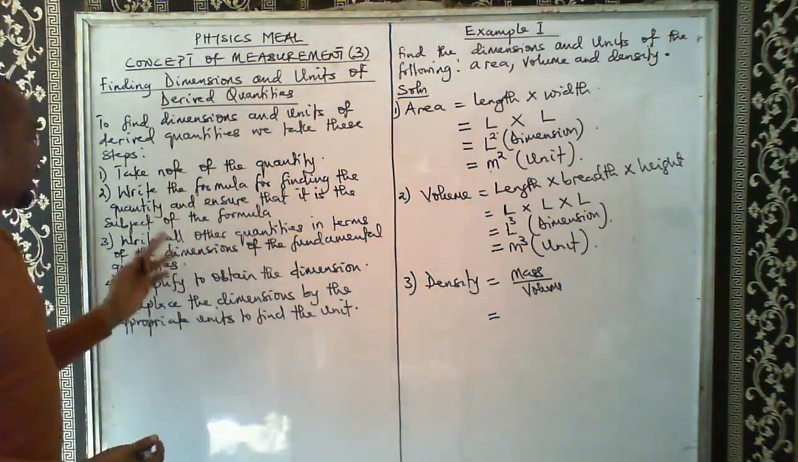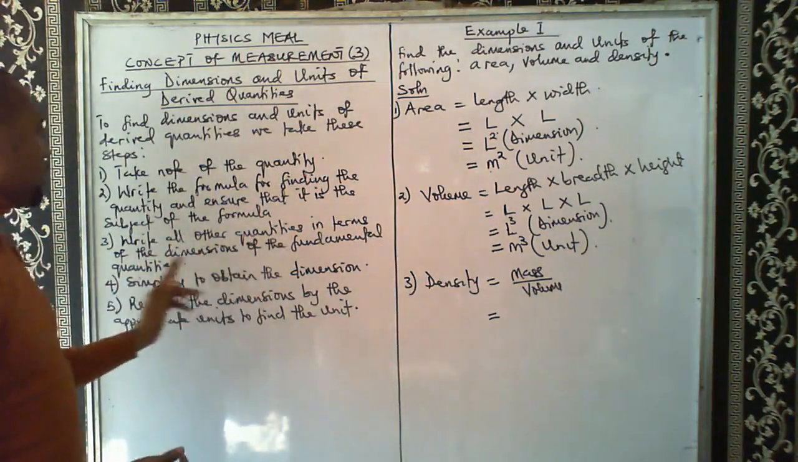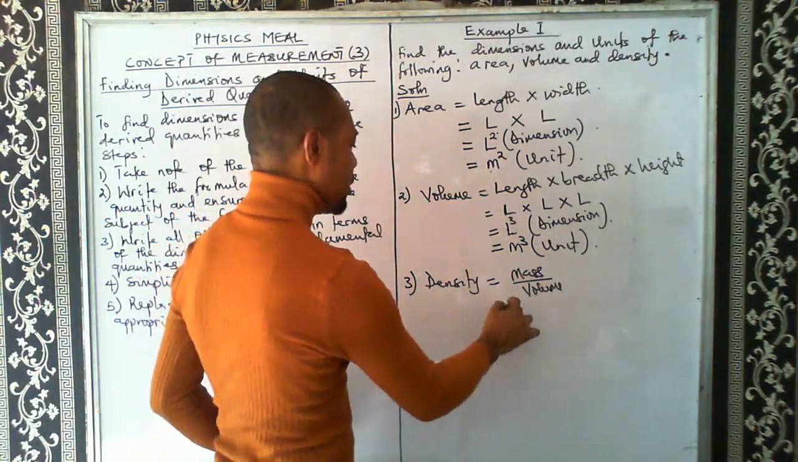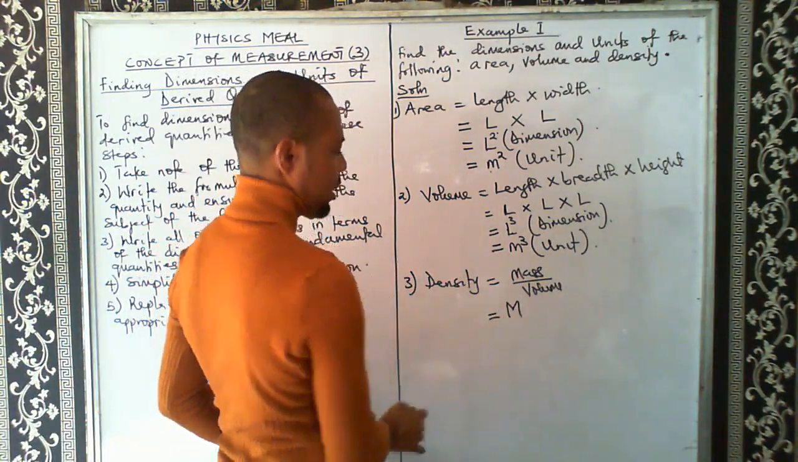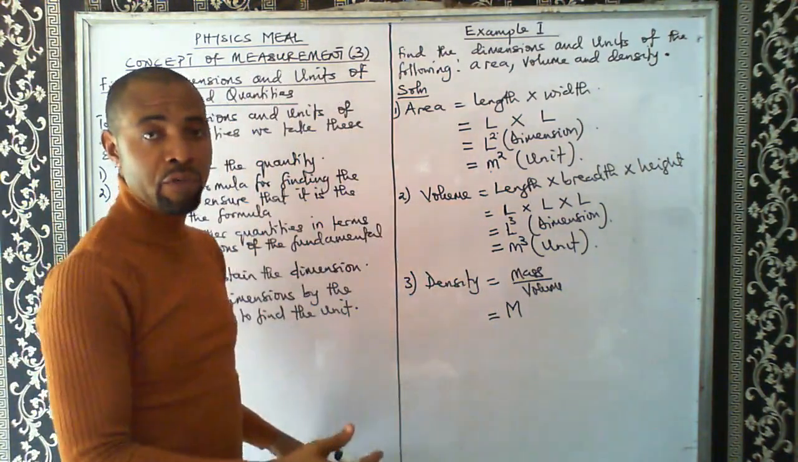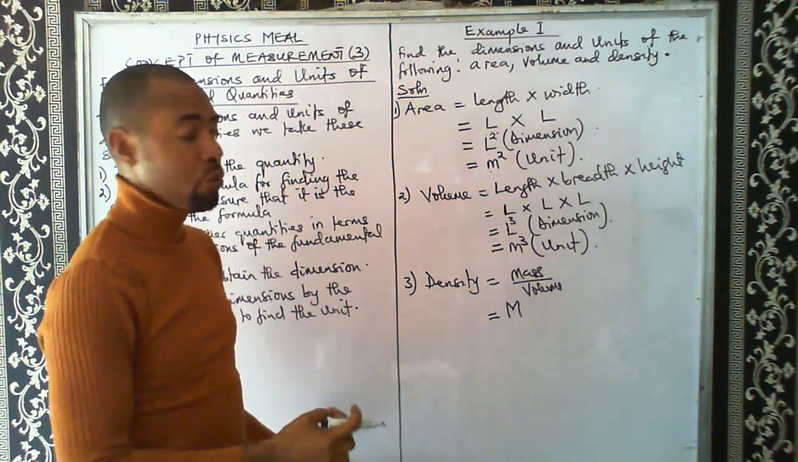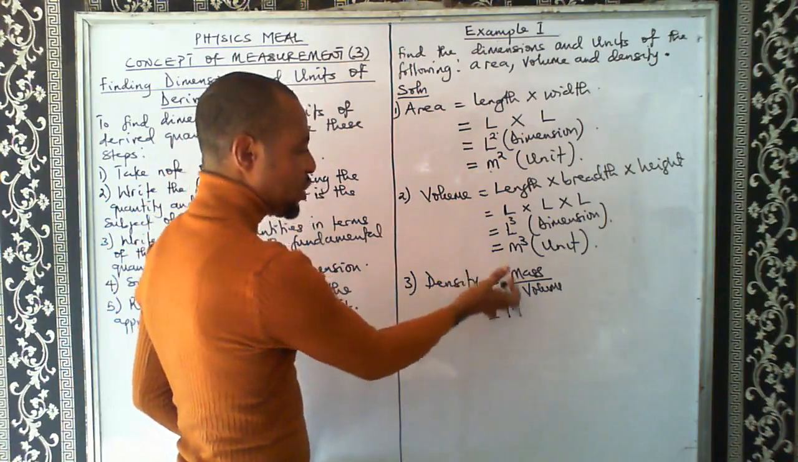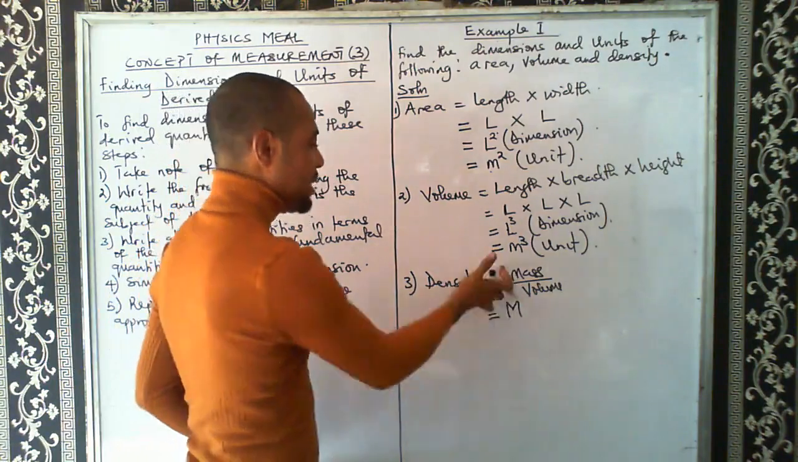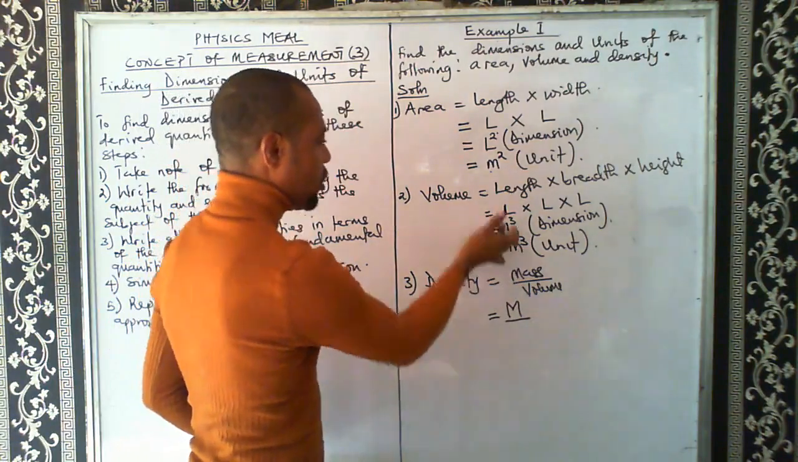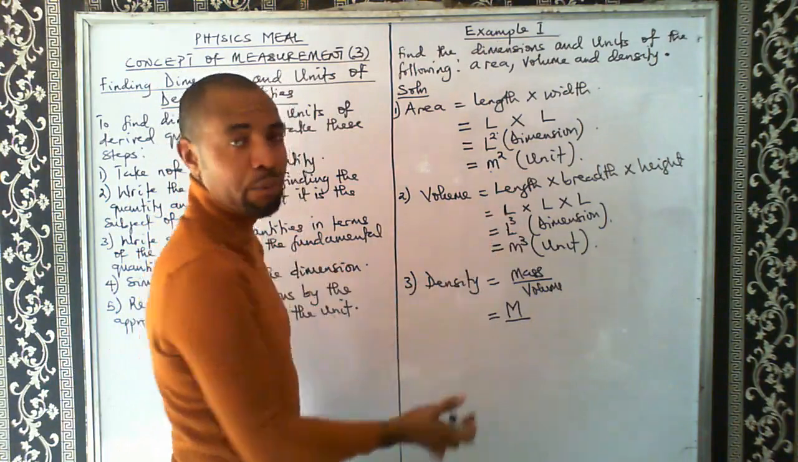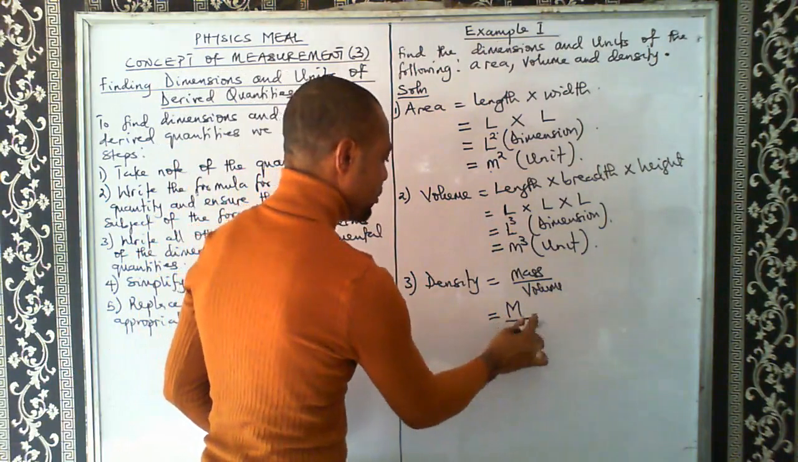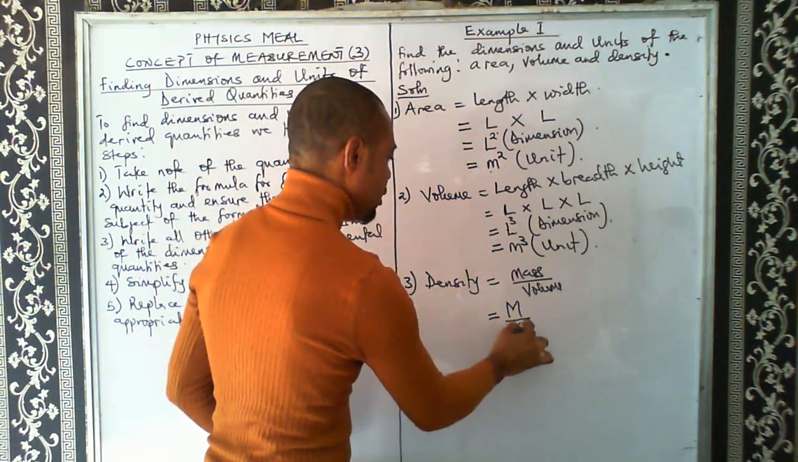So the next step, write all other quantities in terms of the dimensions of the fundamental quantities. So we have mass. What's the dimension of mass? Capital M, as in that table that we gave in the second video in part 2 of measurement. Mass is M. Volume, we have just found the dimension of volume as length raised to power 3. So we put down length raised to power 3. So this is the dimension of density, M over length to power 3.